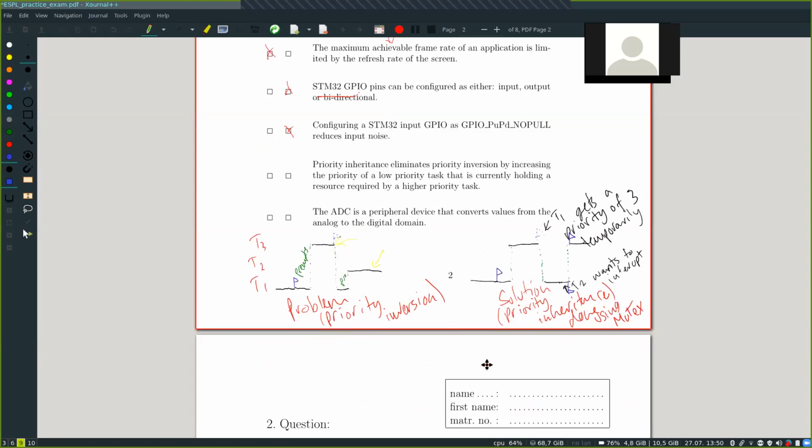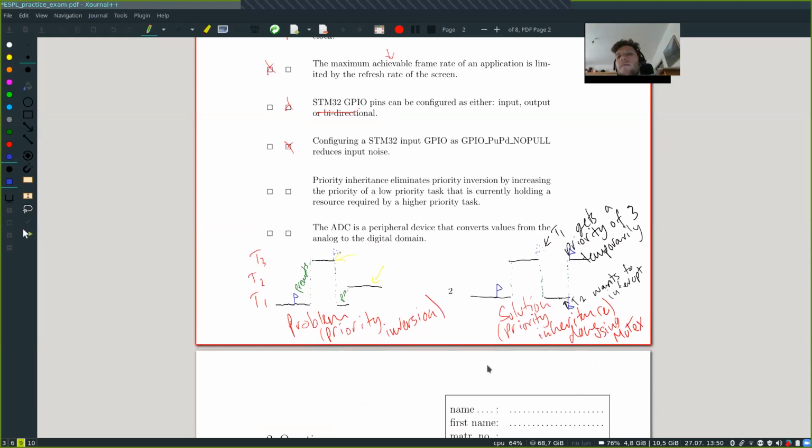Question, right? What, pardon? So the question, it would be true in this case. Then the true or false question: priority holds, by increasing the priority of the liberate task to that currently holding the resource. Yes. True. Just true.